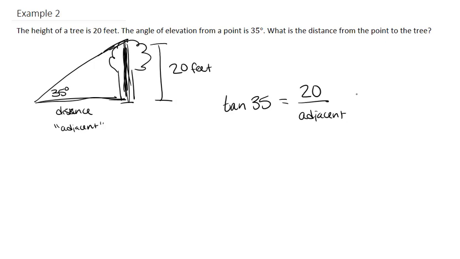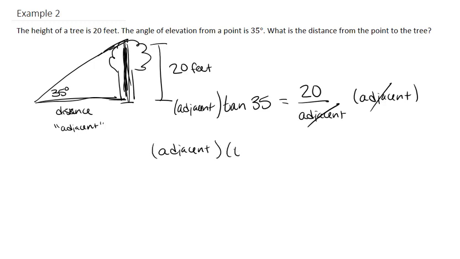In order to get adjacent all by itself, we're going to go ahead and multiply both sides by the adjacent. So this gets rid of it in the denominator. Now we need to get rid of the tangent on the left-hand side. What we need to do is just divide both sides by the tangent of 35. So now we have the adjacent side on the left all by itself, and then we have all the known values on the right. So let's get our calculators out.